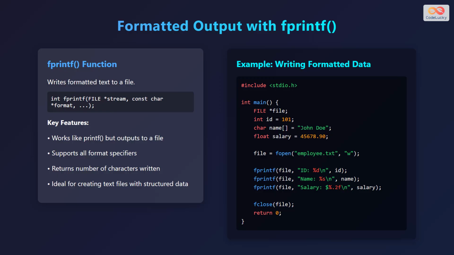On the right, we have a code example that writes formatted data to a file. First, we include the standard input-output header file. In the main function, we declare a file pointer, an integer ID, a character array for the name, and a float for the salary. We open the file employee.txt in write mode using the fopen function. We then use fprintf to write the ID, name, and salary to the file in a formatted way. Finally, we close the file.